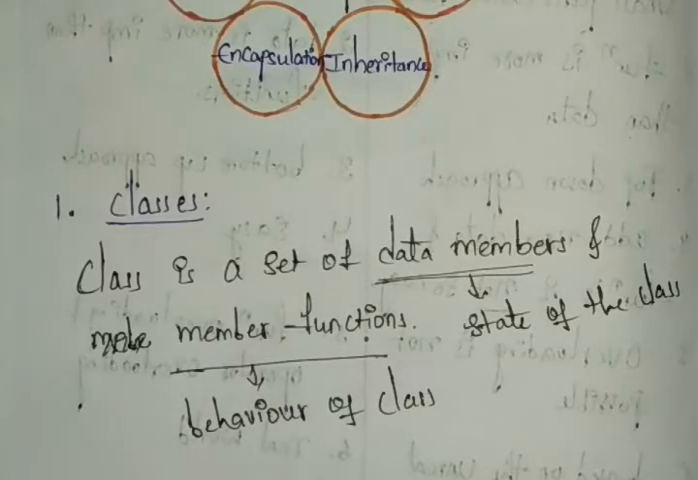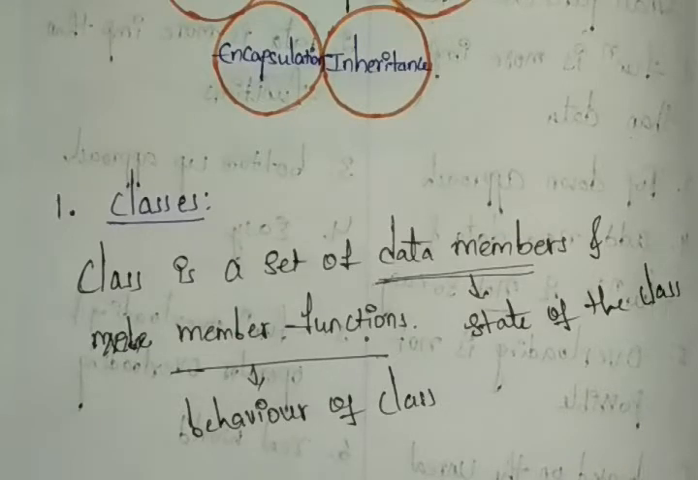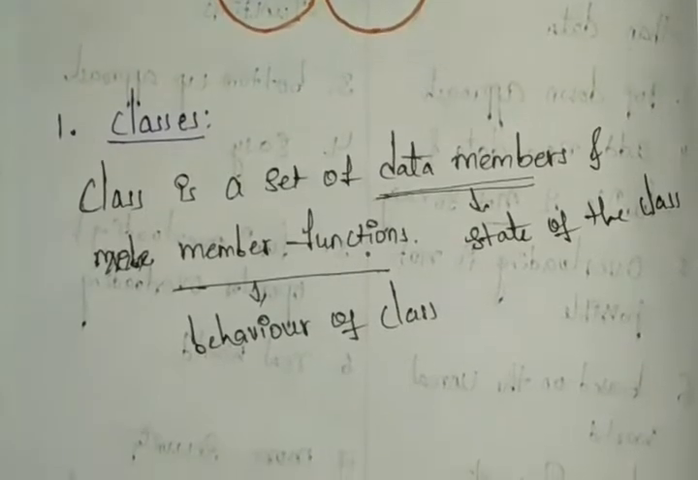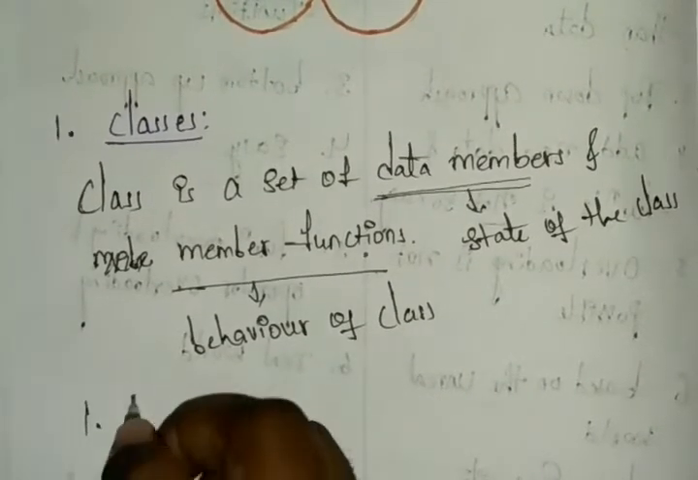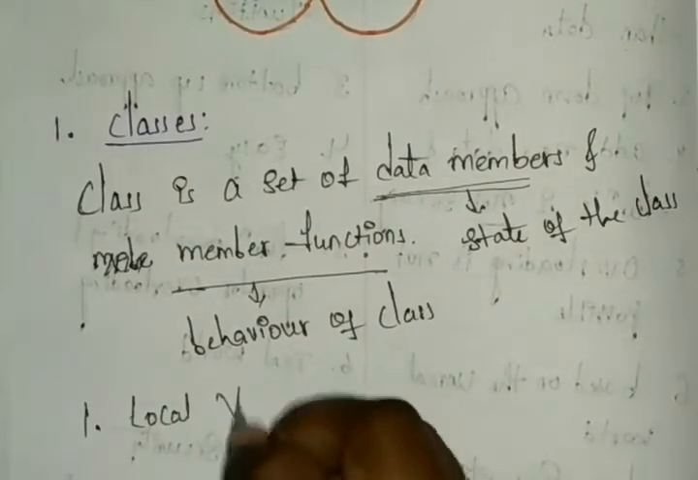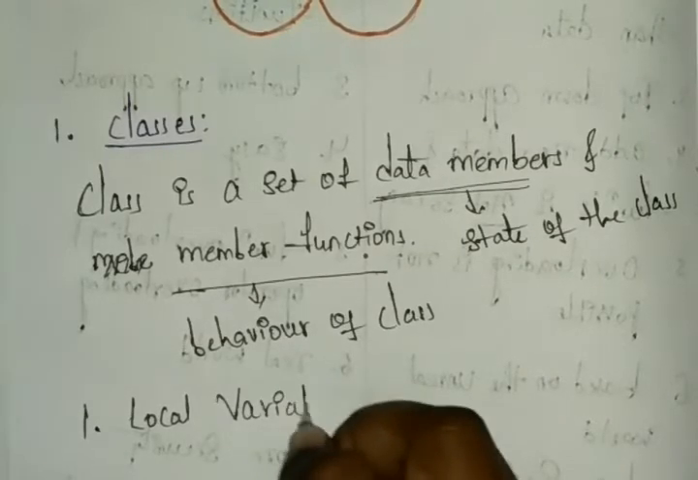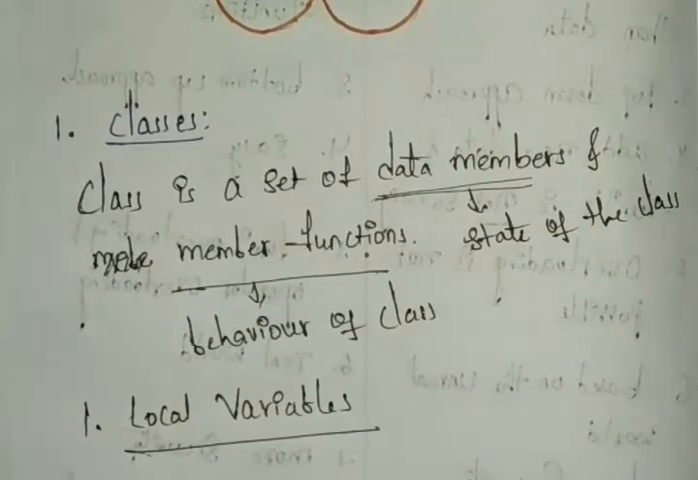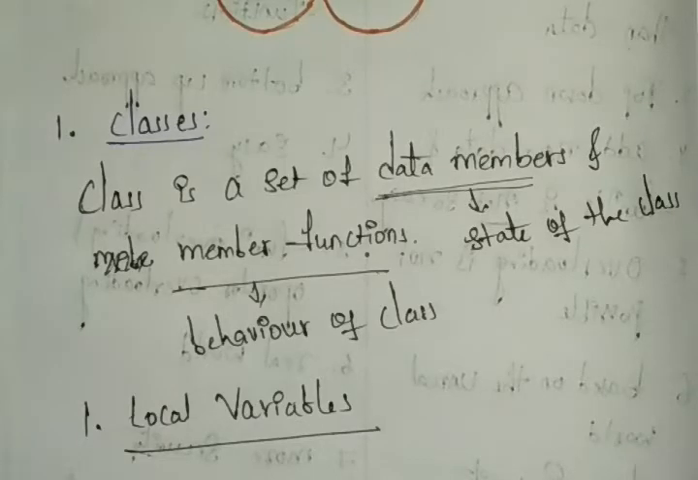And this can be divided into three types. The classes have three types of variables. First one is the local variables. These local variables are one type of variable in how we write the program.